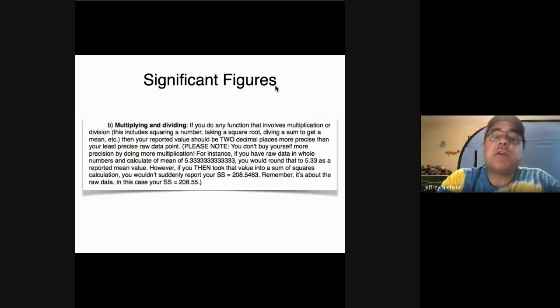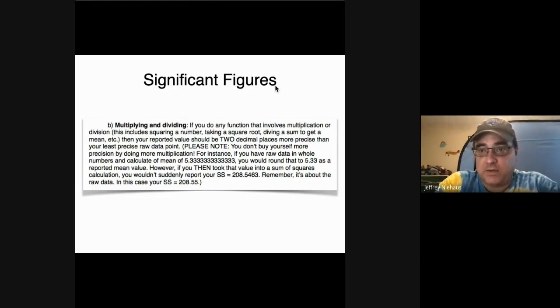But if I took 5.3 and multiplied it by 2, I do not suddenly get to report 6.6666 and have 4 decimal places. Doesn't work. I'm still going to be restricted to 2 decimal places because my raw data was in whole numbers and I did as many multiplications and divisions as I wanted. Okay, you only ever get 2. Does that make sense?